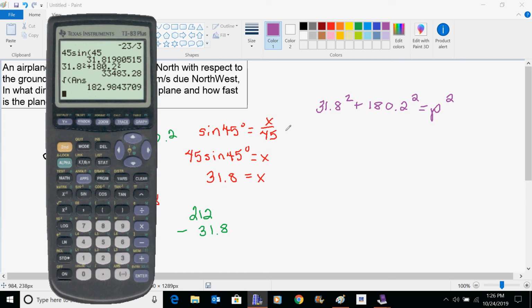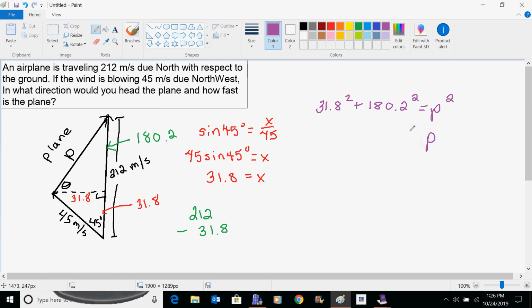And we got 182.98, which gives you 183. Everybody got that? So 183, and our unit for that would be meters per second. Okay, so that's the plane's speed. That's just how fast.